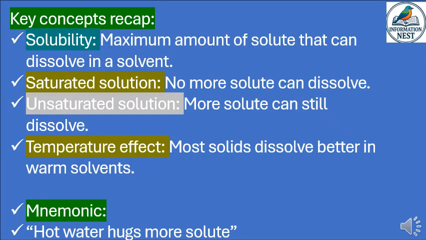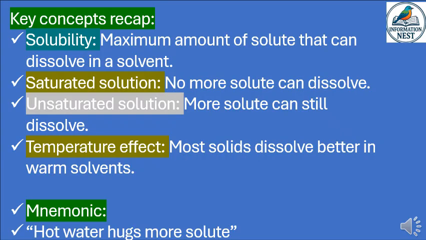An unsaturated solution is when the solvent still has room. You can add more solute and it will happily dissolve, like a guest arriving early to a party. Temperature effect: it affects most solids, which dissolve better in warm solvents. Why? Because heat makes molecules move faster, helping them break apart and mix more easily. The memory mnemonic for this concept is: hot water hugs more solute. It's warm, welcoming, and always ready to dissolve a little more.